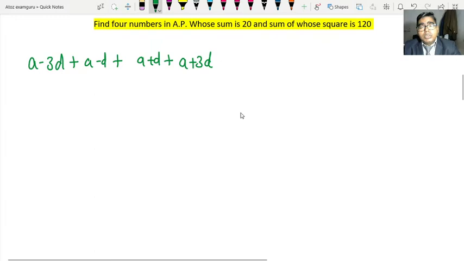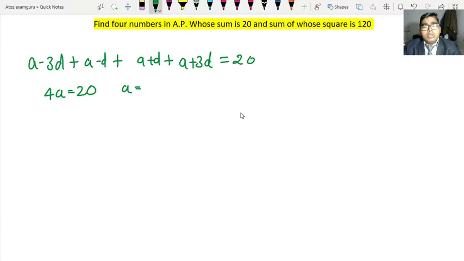And the sum is 20. If we add these, the d terms cancel out, 3d and 3d cancel out, and we get 4a. 4a equals 20, which means a equals 5, right?